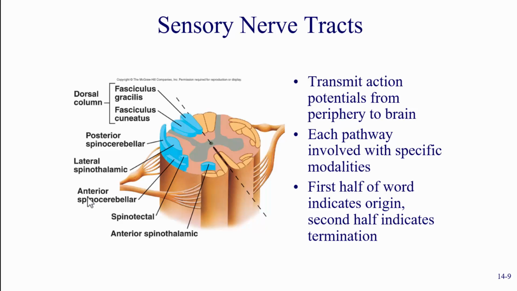For instance, anterior spinocerebellar. Where does this nerve start? Well, it starts in the spinal cord, and it ends where? In the cerebellum. How about this one? The anterior spinothalamic starts in the spinal cord, ends in the thalamus. Okay, so hopefully you have the idea there.